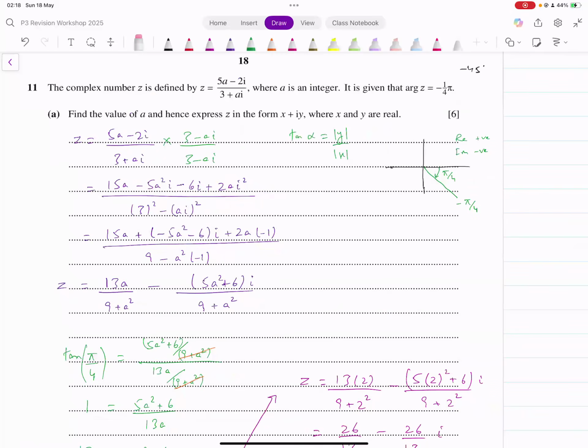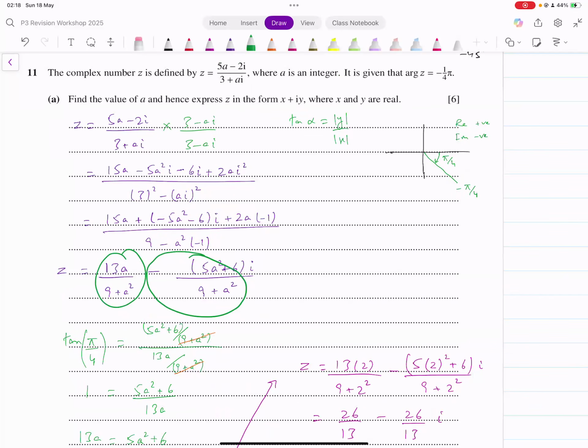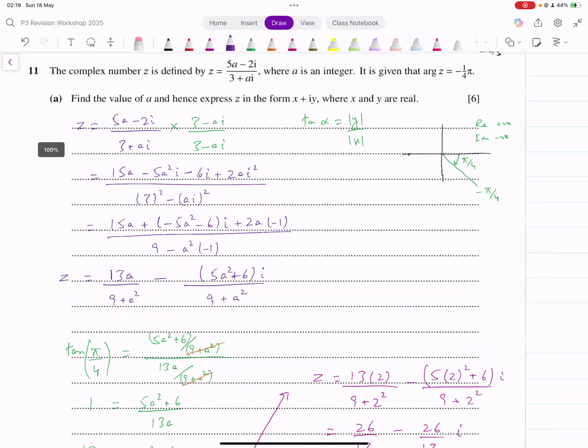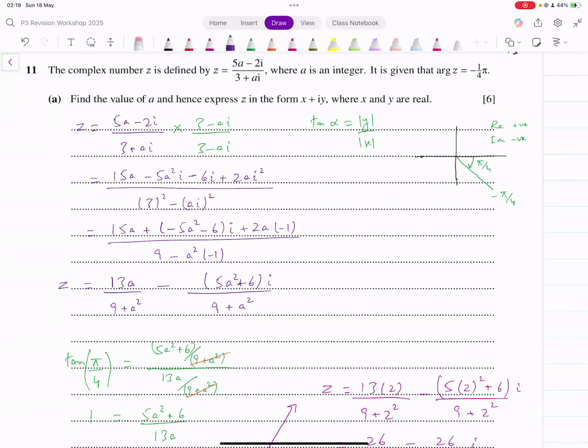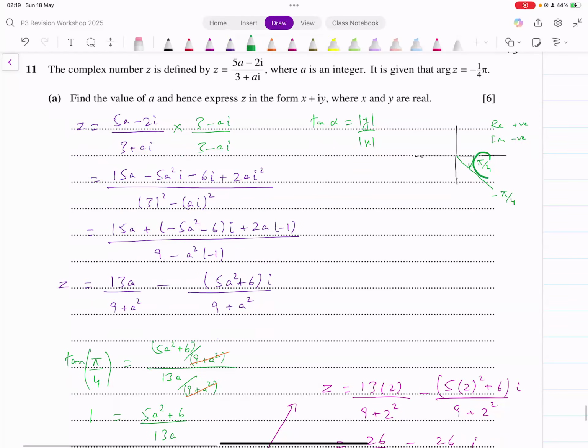Now, this is the real part, this is the imaginary part, including the negative sign, right? Now they're saying that the argument is minus 5/4. That means it has to be in the fourth quadrant here. Minus 5, minus 5/4. What's the basic angle that we get from that? The basic angle is 5/4.